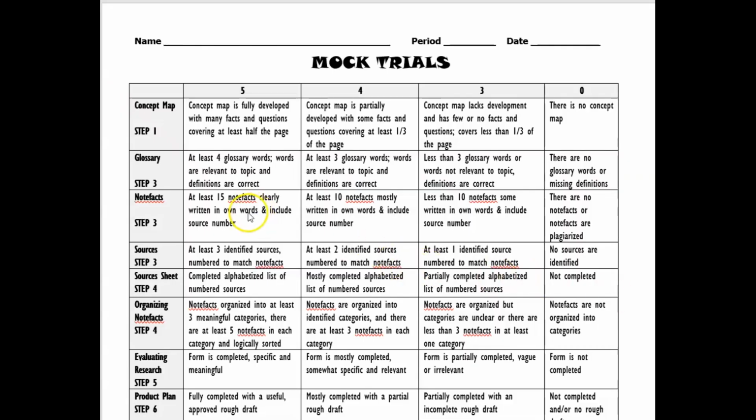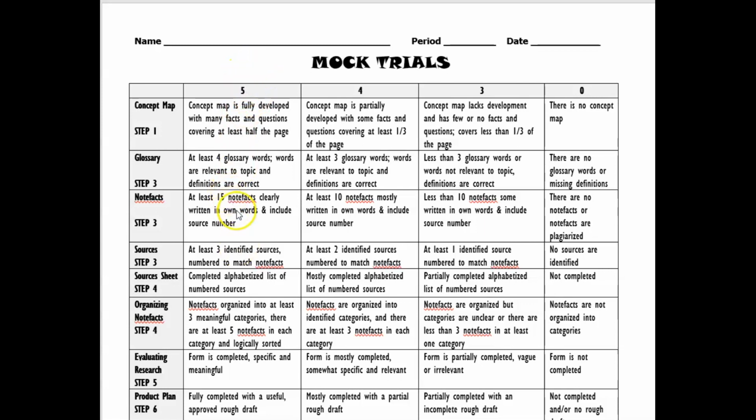Okay, so here's the rubric, right? And if we look down, we've got our Notefacts, we've got our 3 sources. And so now we're going to come down here. We'll do this sources sheet in a second. We look at organizing Notefacts. Notefacts are organized into at least 3 meaningful categories, and there are at least 5 Notefacts in each category, logically sorted. So what that means is, if you did 15, and you have 3 categories, that's 5 per category, okay? And that gets you full 5 out of 5.